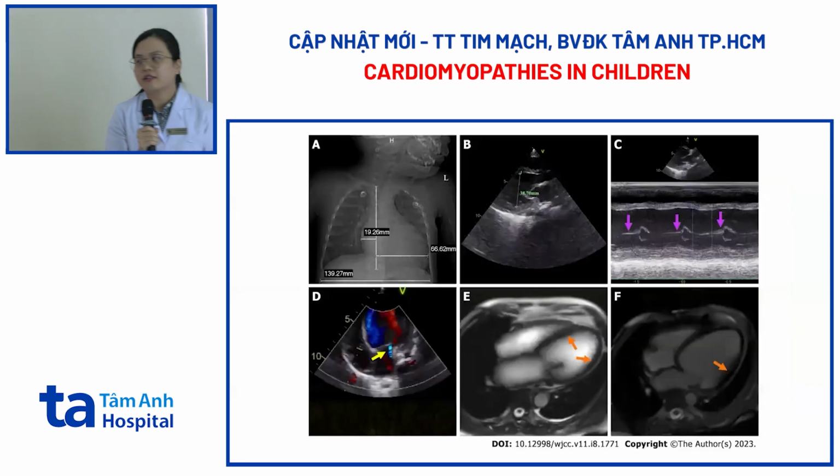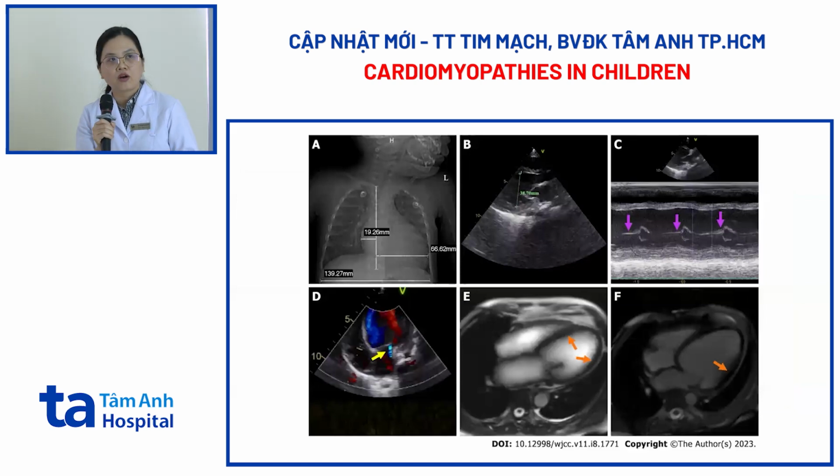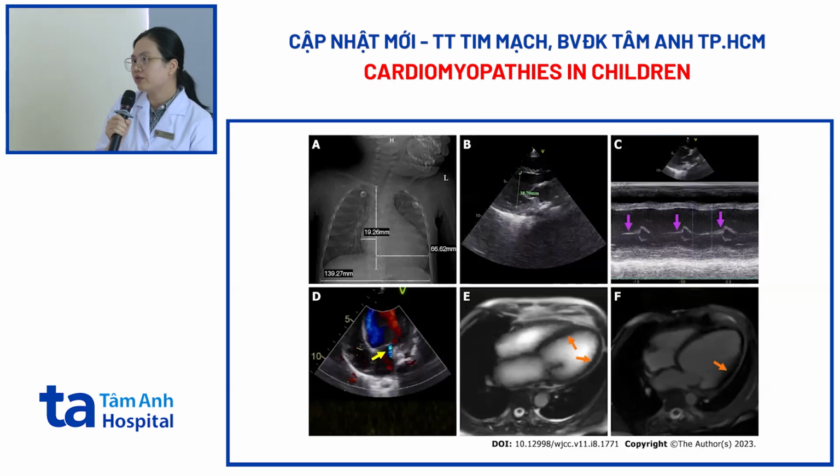And the other thing, Dr. Khoa mentioned many things, step by step, the same as in adult cardiomyopathy. If you check X-ray, ECG, and especially echocardiography, I mentioned that you need to remember to compare with the Z-score, compare with the weight and also the age of the patient.